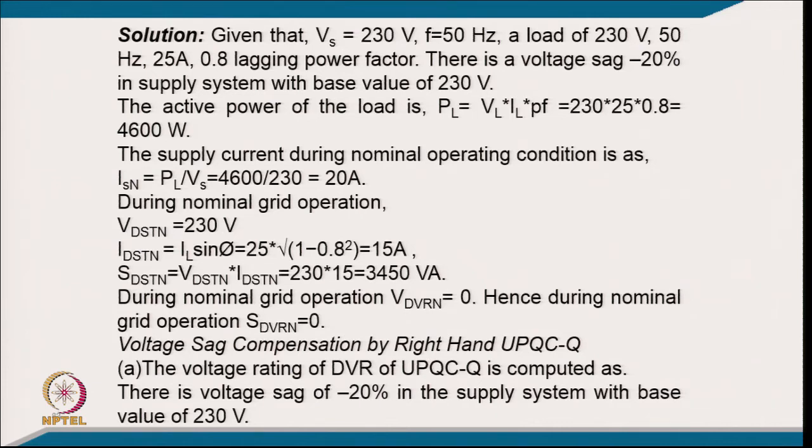Coming to the numerical part of this, given that Vs equals 230 volt, f equals 50 hertz, a load of 230 volt, 50 hertz, 25 ampere, 0.8 lagging power factor, and there is a voltage sag of minus 20% in the supply system with a base of 230 volt.